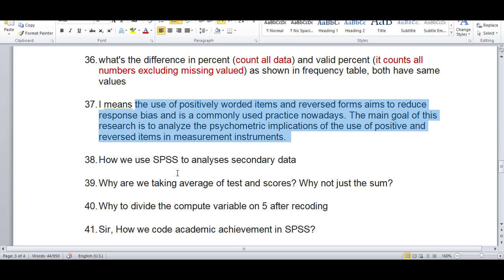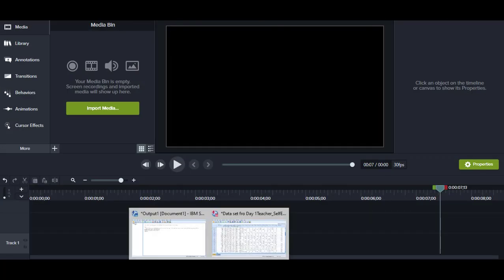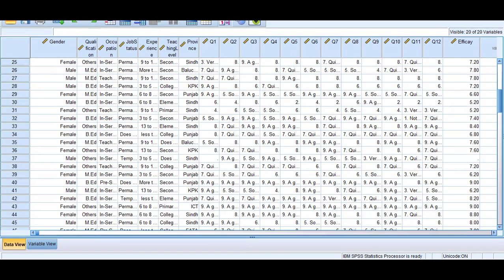How to use SPSS to analyze secondary data? I don't know what it means by use the secondary data. If you already have data, like UNICEF data, UNESCO data, government data, and that is in numbers, then you can analyze it just like the data you have in this form.